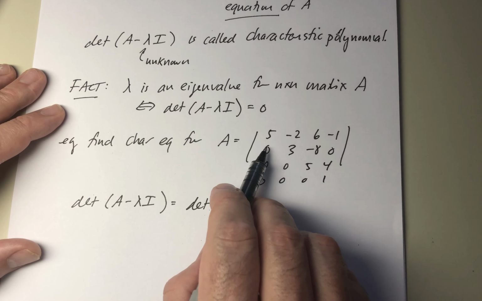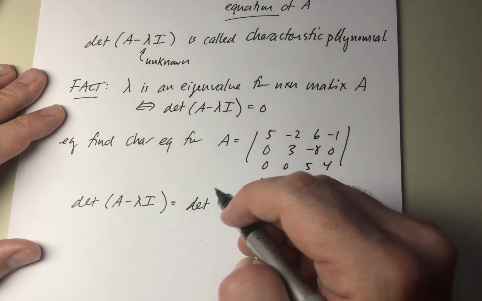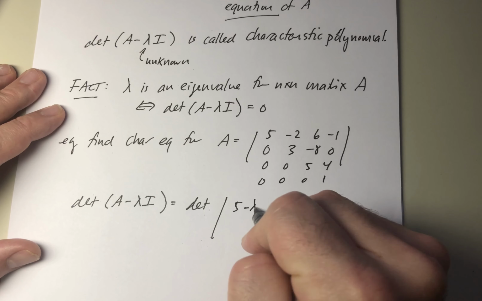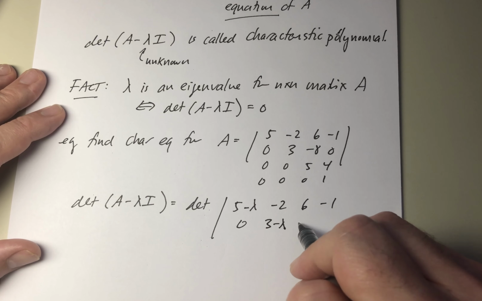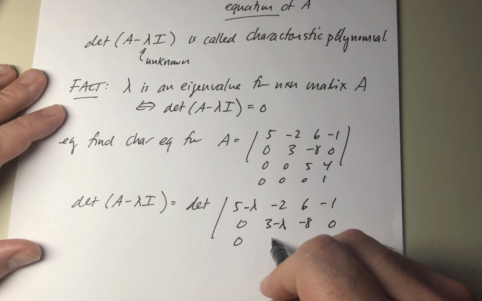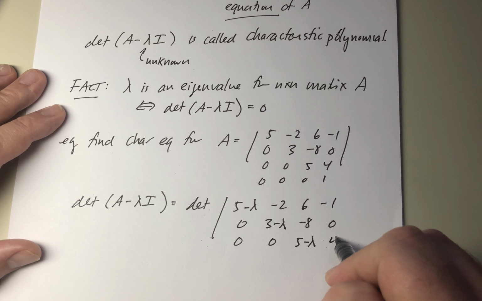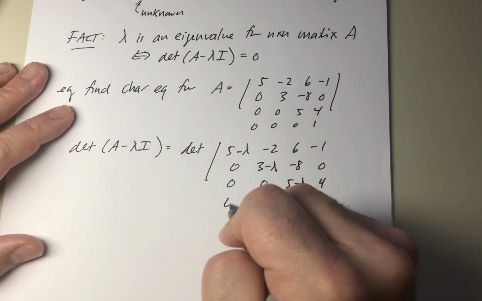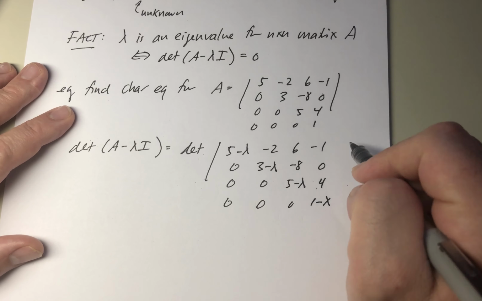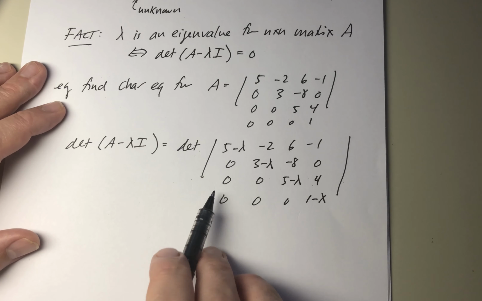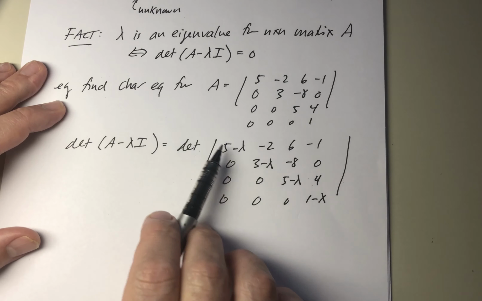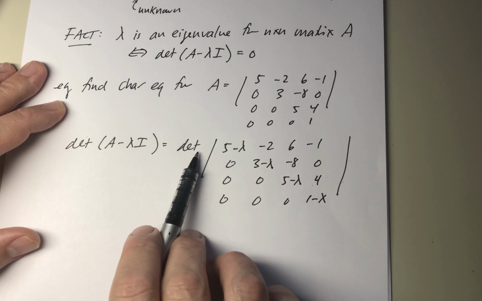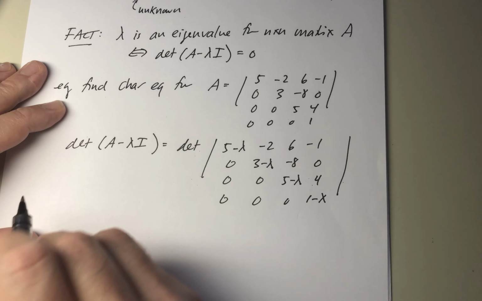A minus lambda I means I have a lambda on the diagonal, so this is the determinant of 5 minus lambda, minus 2, 6, minus 1; 0, 3 minus lambda, minus 8, 0; 0, 0, 5 minus lambda, 4; and the last row is 0, 0, 0, 1 minus lambda. So I want the determinant of this 4 by 4 matrix, which in general is a pain to compute, but here it's upper triangular. So I know that the determinant is just the product of those entries.